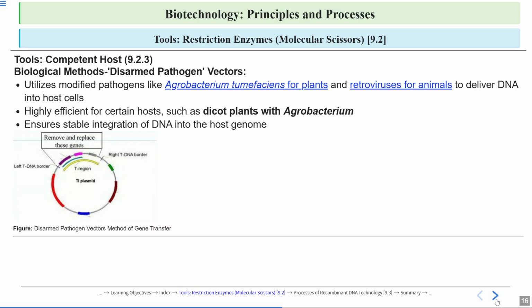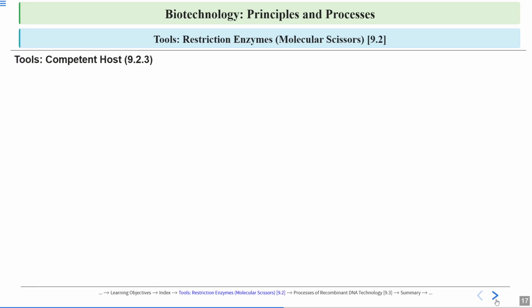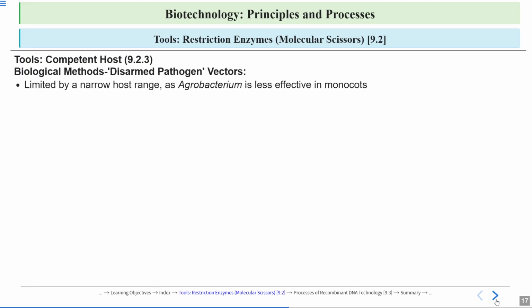There will be some drawbacks for this biological method also. So what are those? First of all, it is going to limit the host range, definitely, because we know that this Agrobacterium is mostly for dicots, so it is not going to be that effective for monocots.